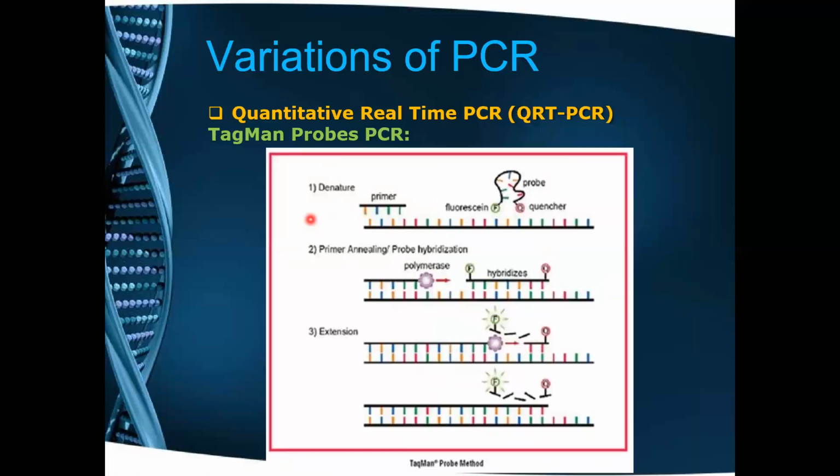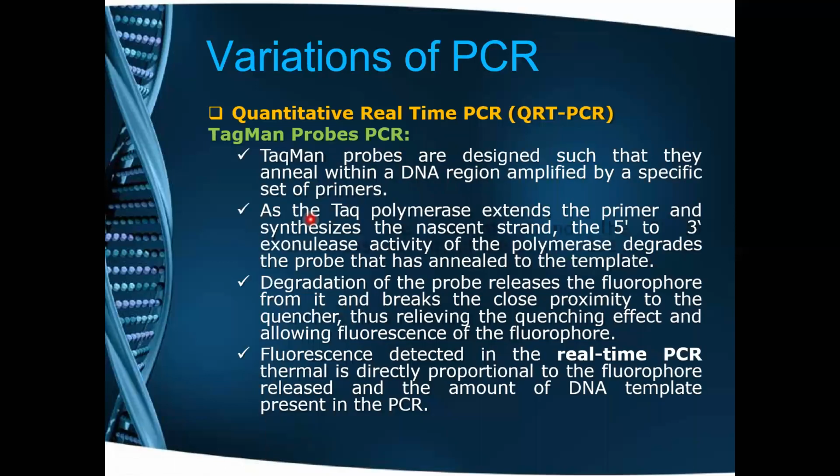Now let us read the other points. As the Taq polymerase extends the primer, the nascent strand, the 5' to 3' nuclease activity of the polymerase degrades the probe that has annealed to the template. That means when the double-stranded DNA is synthesized, more and more Taqman probes are binding to it, and this degradation of the probe releases the fluorophore from it and breaks the close proximity of the quencher, thus relieving the quenching.